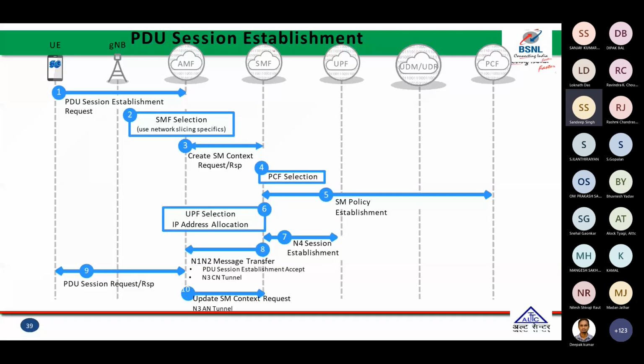So in the PDU session establishment request, after the registration accept is complete, the UE sends in this complete message the PDU session establishment request. There are three types of PDU session request. First one is IP version 4, IP version 6, or dual stack. That is the IP type of PDU session establishment. Second one is non-IP, like your Ethernet type of packet data.